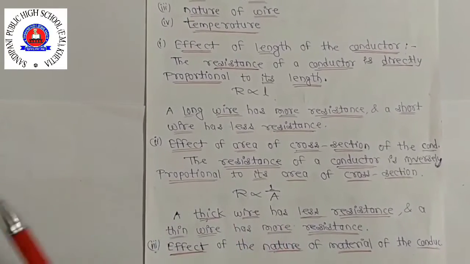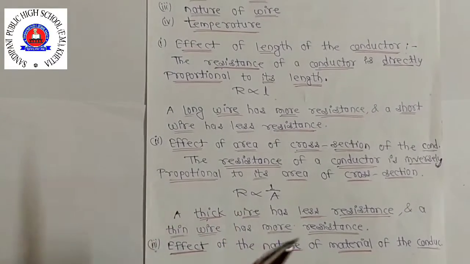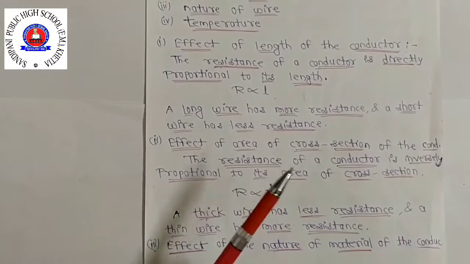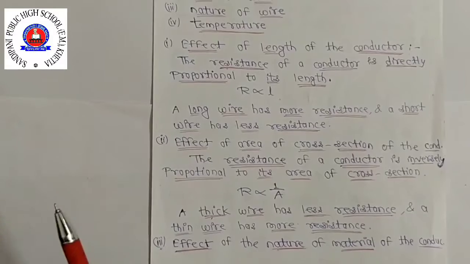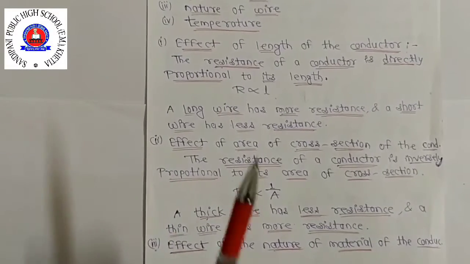It is clear that to make resistance wires or resistors, a short length of a thick wire is used for getting low resistance, and a long length of a thin wire is used for getting higher resistance.